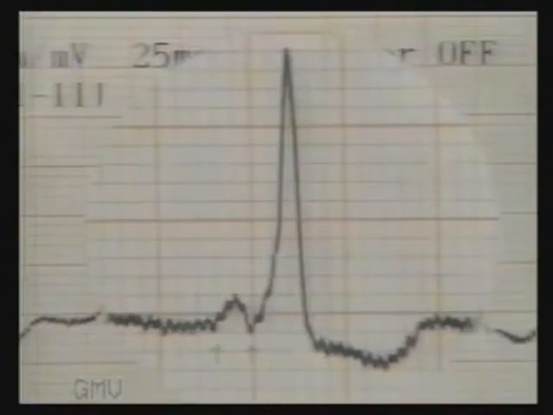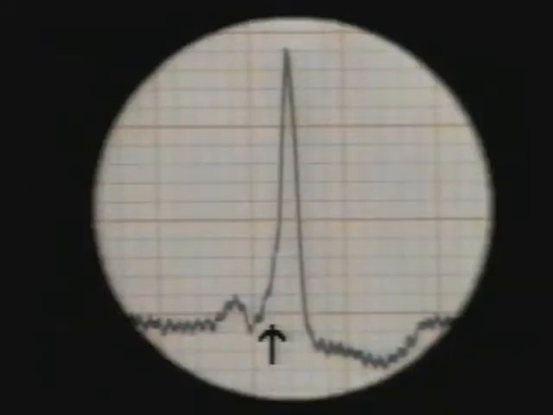The PR interval is very short, just 2 small squares. There is no isoelectric line between the P wave and the QRS complex. The R wave starts immediately after the P wave and the QRS complex is wide, almost 3 small squares wide.